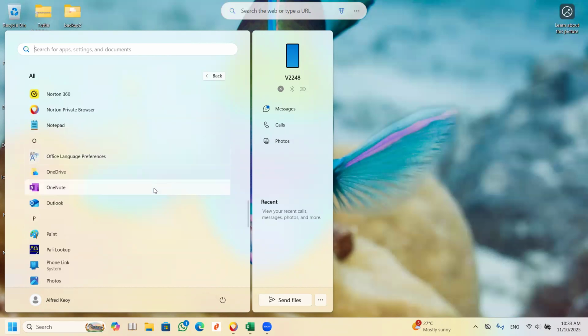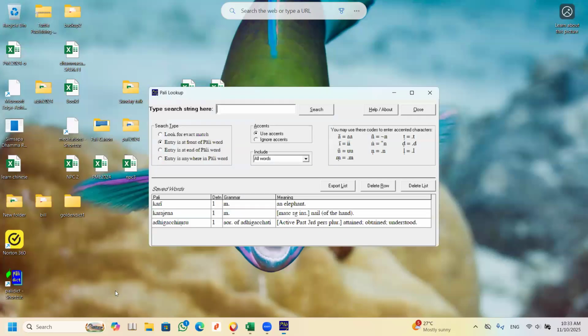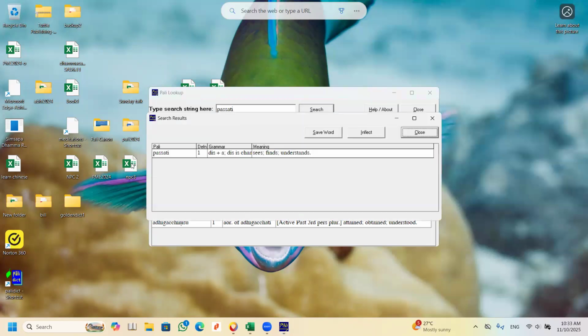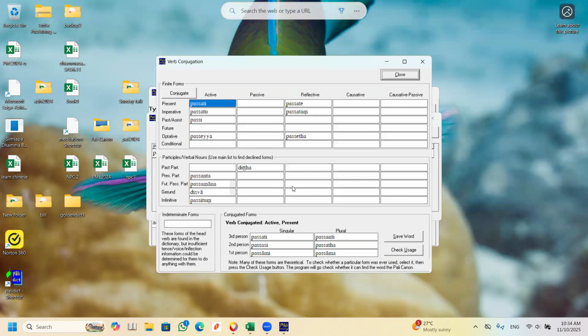Where is my Pali lookup? There, this is the one. Last time I already explained before. So what you can do, if you have installed your Pali lookup, it's the same thing, you just have to type in Pasati. Always third person, remember Pasati. Type in the third person, then you search. Then you click on here. Then you can do an inflection. So in the inflection, you can see here, this is present tense. This is just how we key in the present tense. This is imperative. This is aorist. This is the one we are looking for.